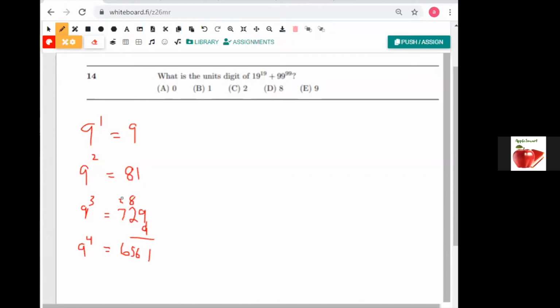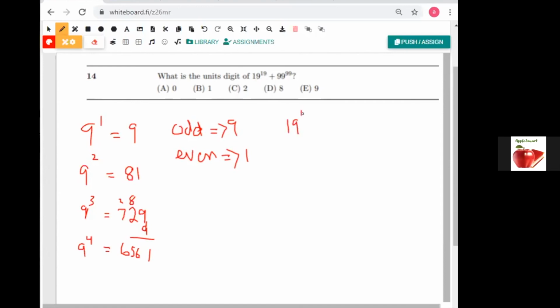I'm going to just erase some of this. If the power is even, then the units digit is always 1. Exactly. If the exponent is odd, then it must end in 9. Odd has to end in 9. And even has to end in 1.